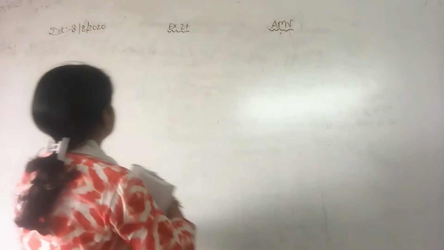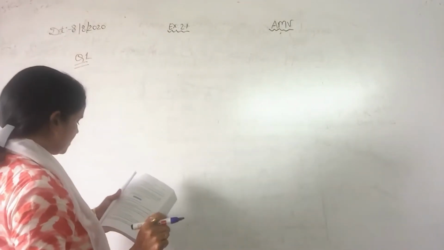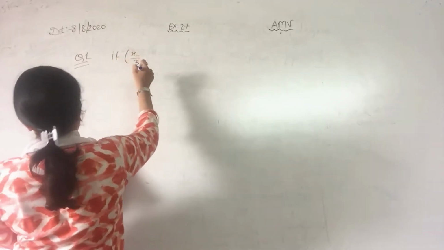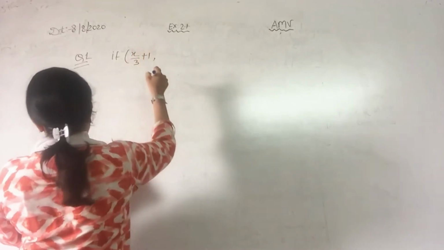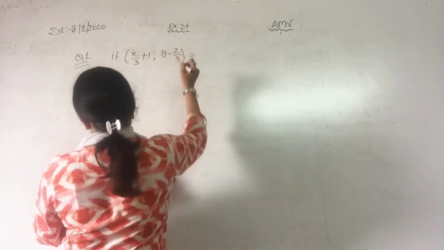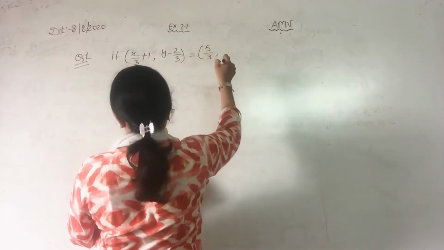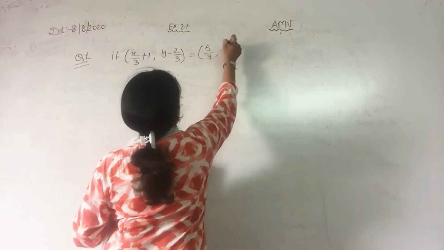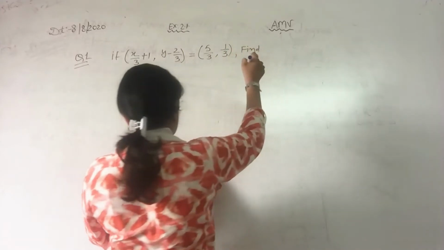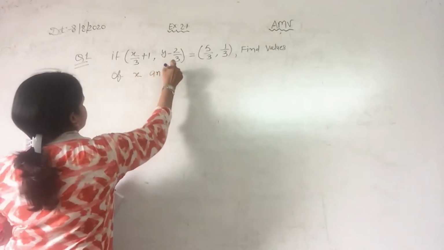Now let's start exercise 2.1. The first question of the exercise is: if (x/3 + 1, y − 2/3) is equal to (5/3, 1/3), find the values of x and y.